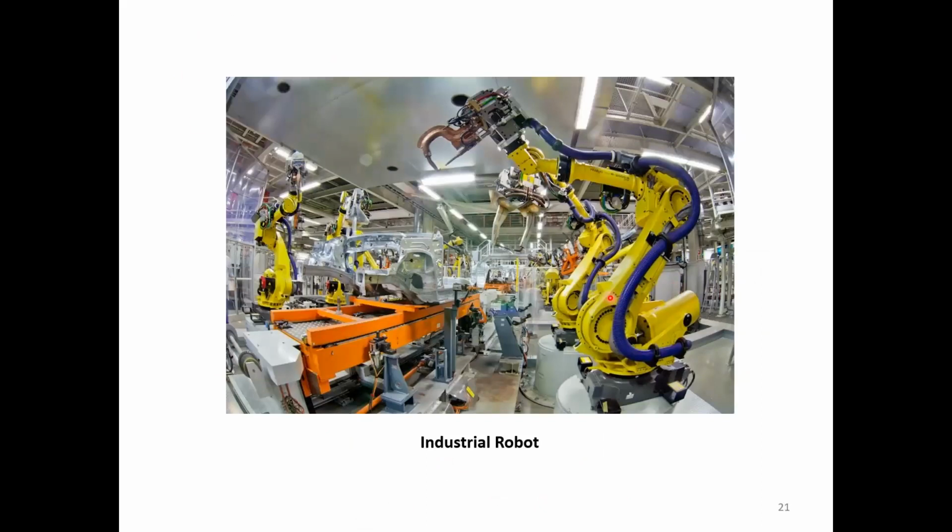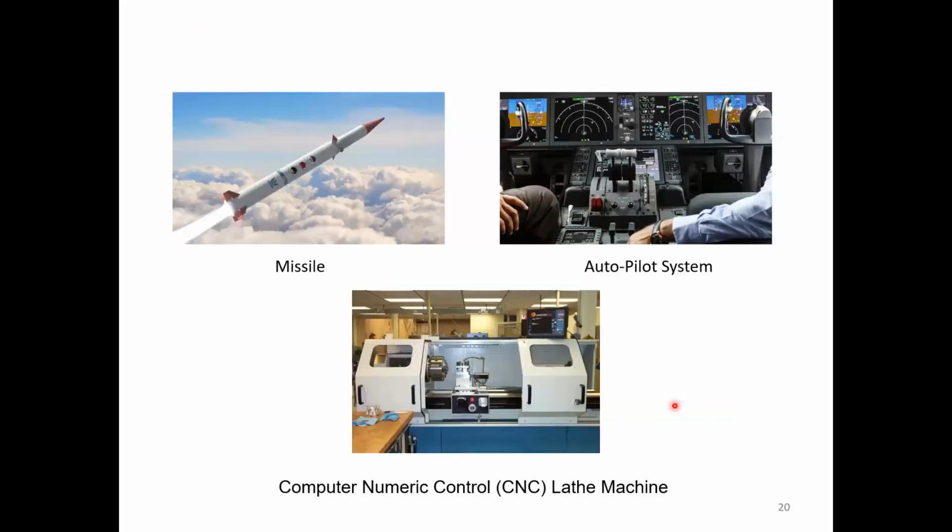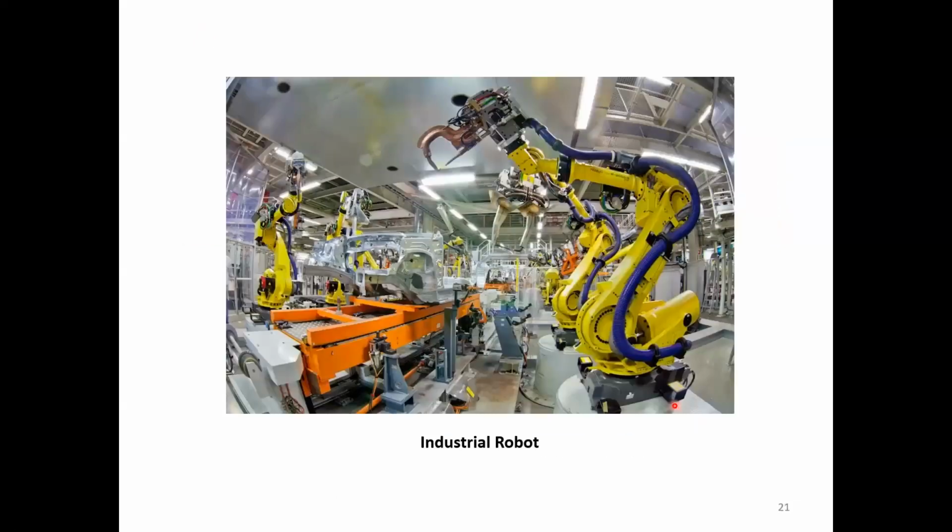Industrial robot. These are the industrial robots. They can be controlled by the PLC, that is the computer. We can control these robots. These are examples of closed loop control system: industrial robot, missile, autopilot system, computer numeric control, CNC lathe machine.